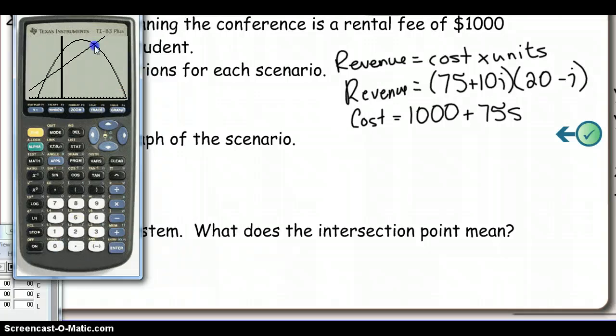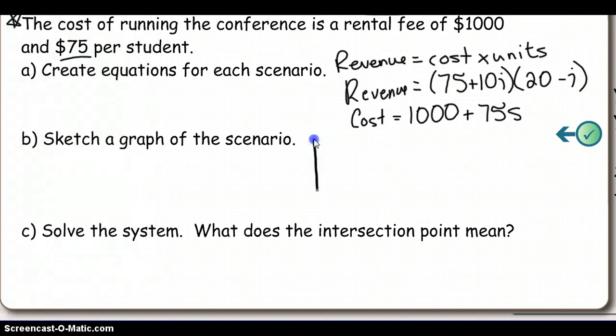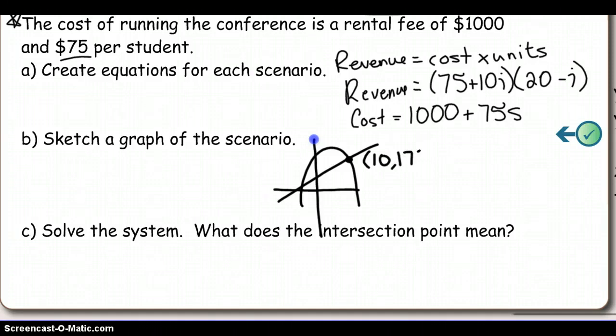I want to know the intersection point right there because it's in quadrant number 1. So when I go enter, enter, enter, it's going to give me an answer of 10 and 1750. Okay, so I'm just going to do a rough sketch and write that answer down. So this was at 10 and 1750.